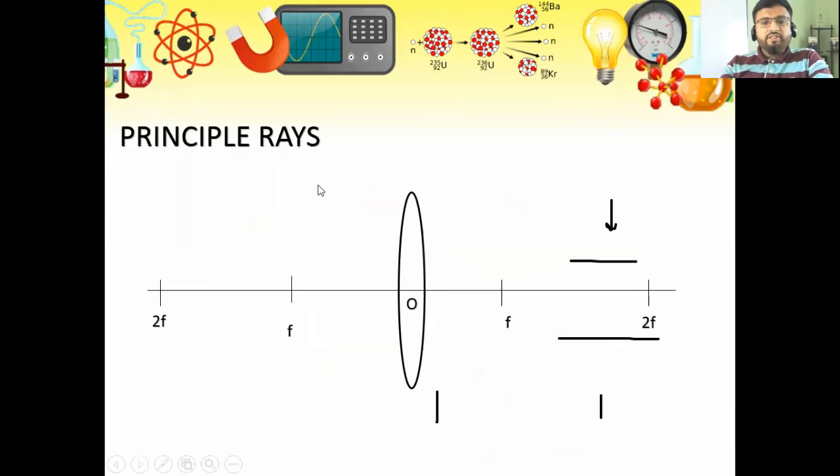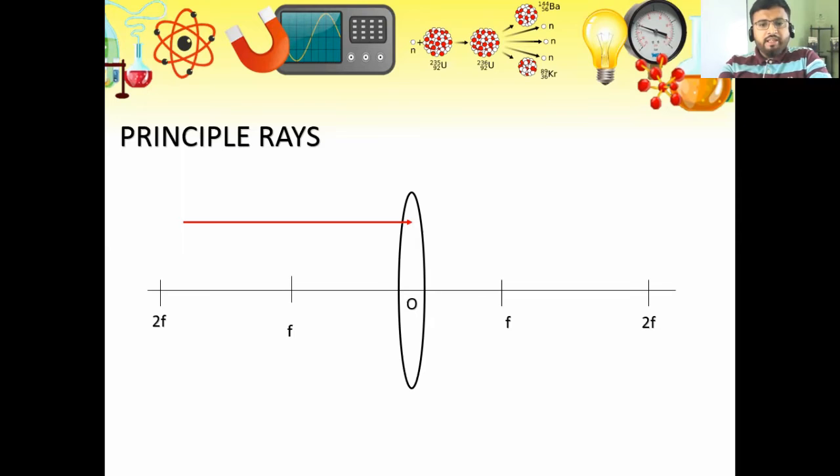Now let us define some principal rays. Principal rays show what will happen to a single light beam when it passes through the lens. Over here we have drawn a convex lens and there are three principal rays for it. For example, when a light beam which is parallel to the principal axis passes through a convex lens, it always passes through the focus.